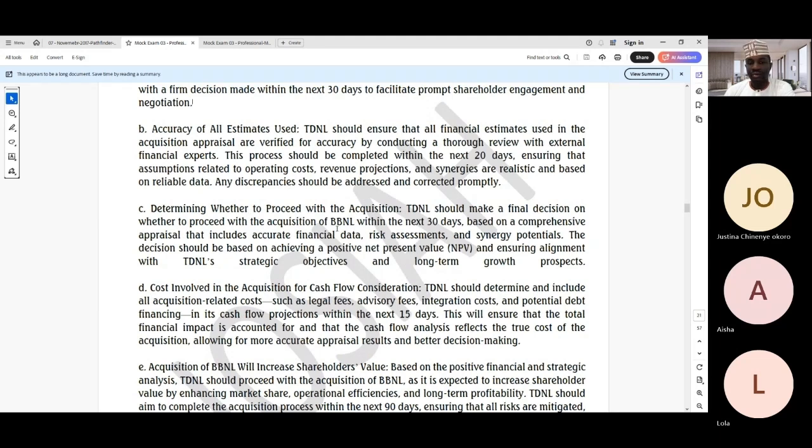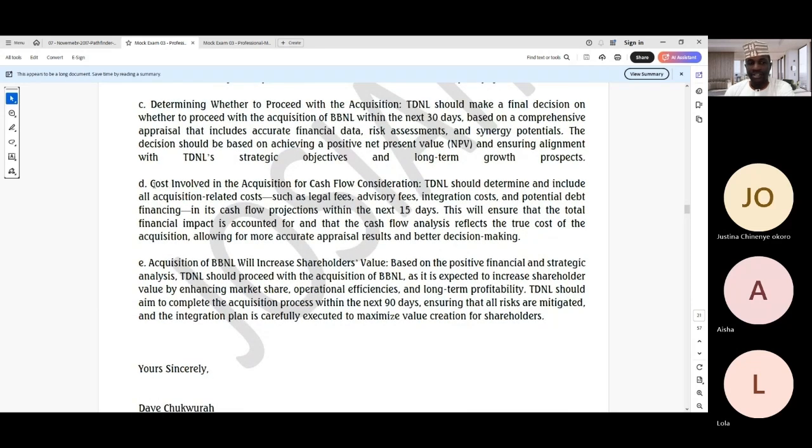Also, determining whether to proceed with the acquisition, they should make their decision in 30 days, after they've appraised their data, done risk assessment and synergy potentials. They should do that with a view to ensuring that it meets their strategic objectives and long-term growth prospects. So we have the 4th one saying the cost involved in the acquisition, they should determine it, and all other related costs like legal fees, advisory fees, integration costs, and do that in the next 15 days.